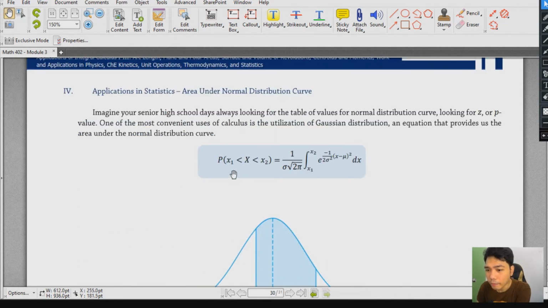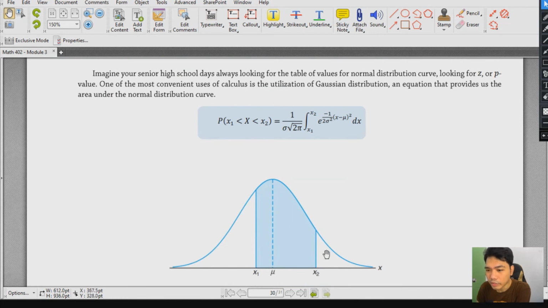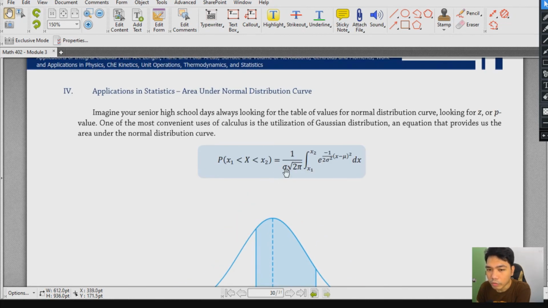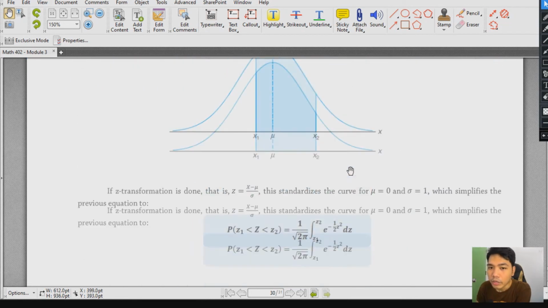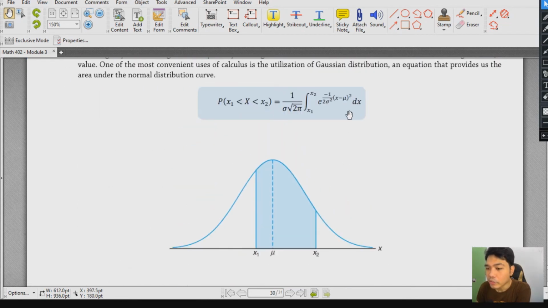If you have the probability density function under this curve, that is equal to 1 over sigma square root of 2 pi, and sigma here is the standard deviation. That is integrated from x1 to x2 of e raised to negative 1 over 2 sigma squared (x minus mu) squared, wherein mu is the mean. So, this is kind of long, but this is the general expression.